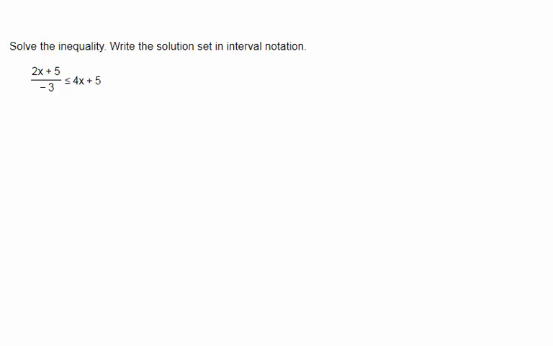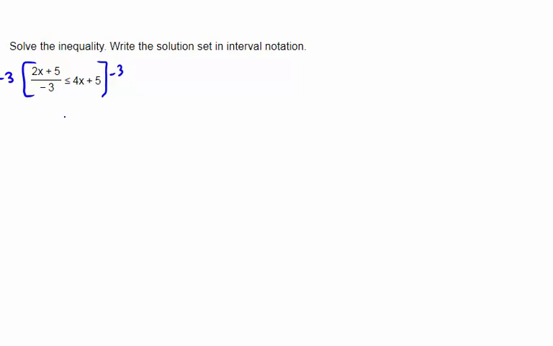Okay, so we're now going to look at two additional linear inequality problems. Our first one says (2x + 5) divided by negative 3 is less than or equal to 4x + 5. And so we want to start by eliminating the fraction. We're going to do that by multiplying both sides of the inequality by negative 3.